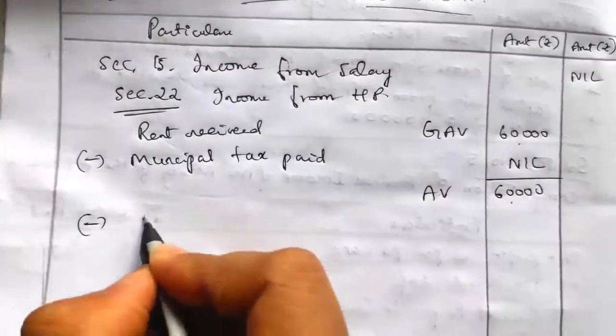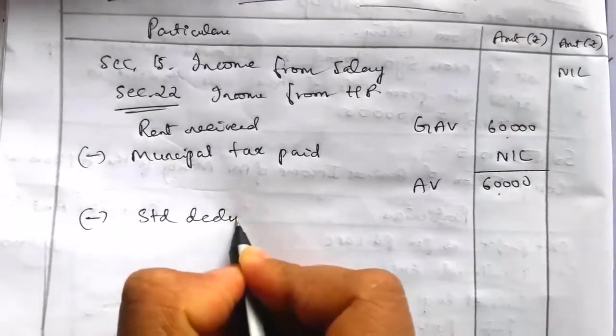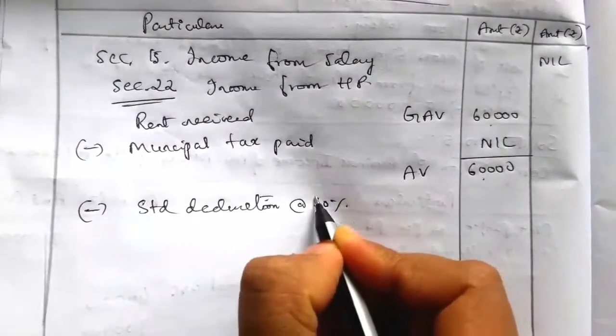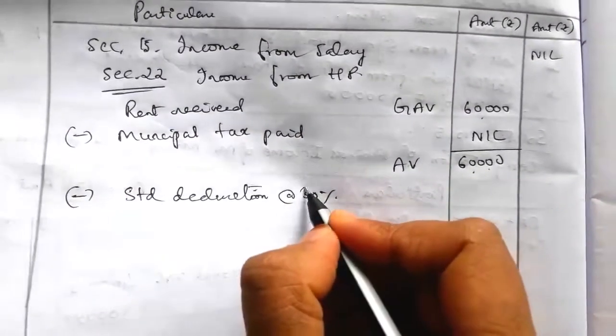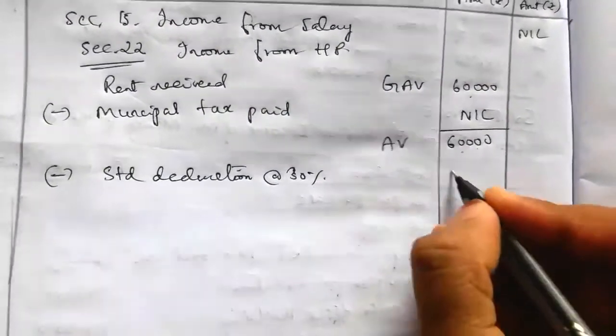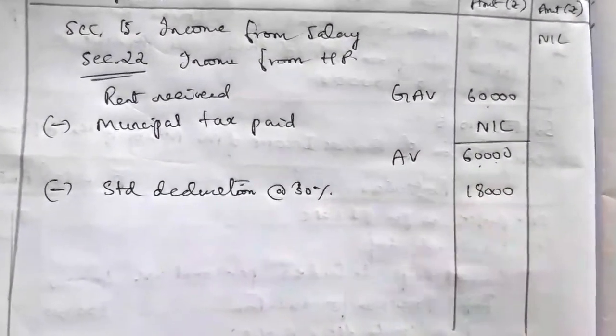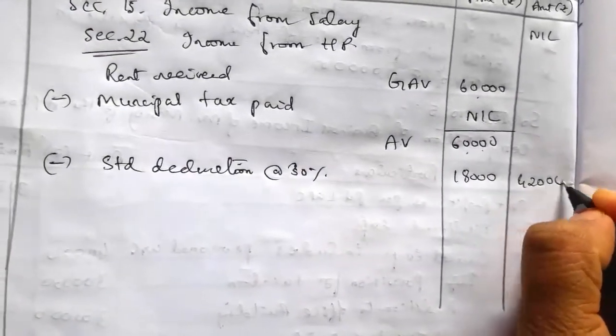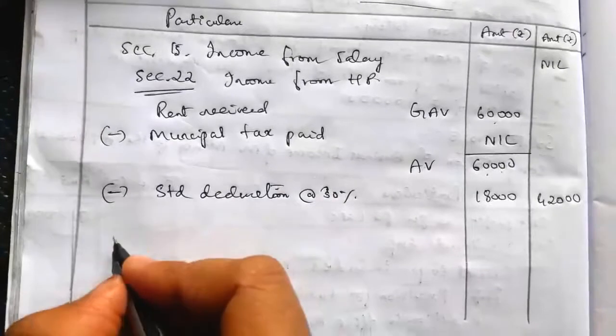On the annual value, we have to deduct the standard deduction at 30%, that is a rule. So calculate 60,000 into 30%, that is equal to rupees 18,000. So 60,000 minus 18,000 is equal to rupees 42,000. So that is about income from house property.